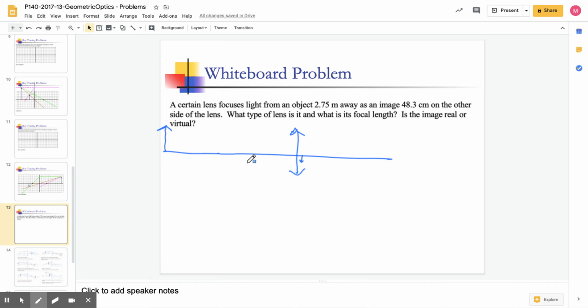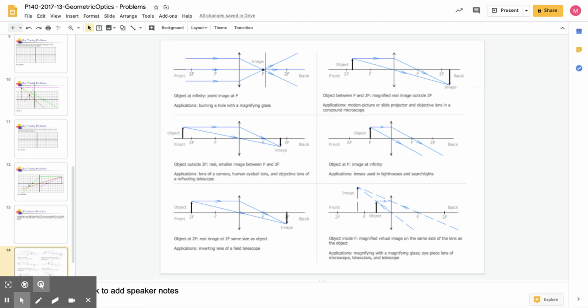That's because I know a little bit about how the object and image distance relates to focal length. So I just wanted to show you this cheat sheet. It shows what happens. This top one shows what happens when you have rays from infinity: the light focuses at the focal point. This one shows when I have an object beyond twice the focal point, so this is my focal point here, and this is 2 times my focal point. If my object is here, you can see I have a smaller image here.